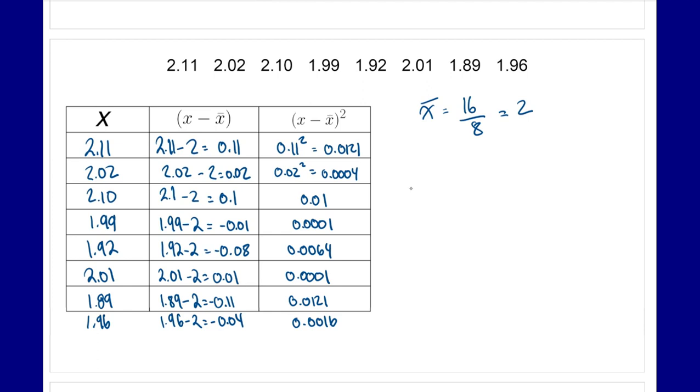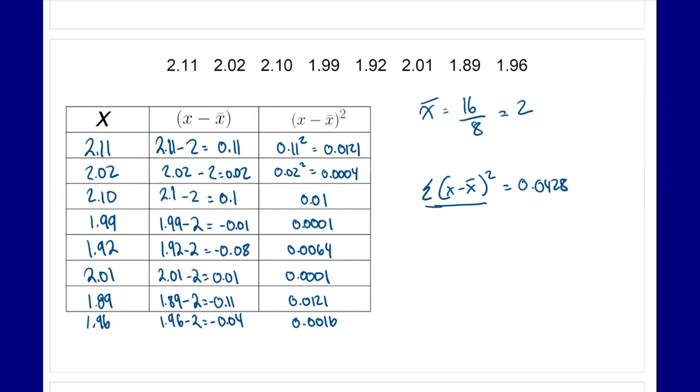The next step is to find the sum, or add them all up. So the sum of each value minus the mean squared, basically every number in that column that we just calculated. And again, I'm going to quickly speed this up. So we add that column up and get 0.0428. And then we do have to divide.